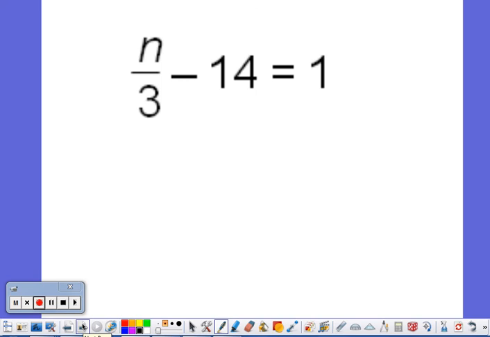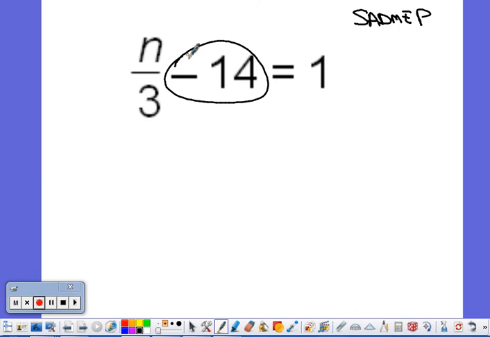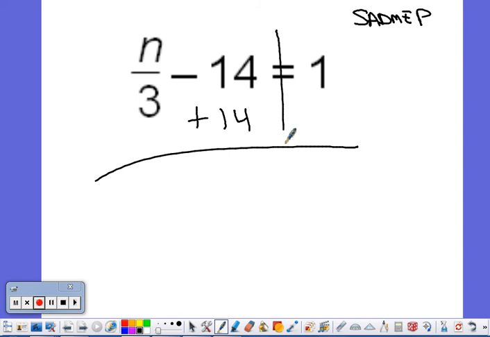Here we have a number n divided by 3 decreased by 14 is equal to 1. Again, if you want to think about SADMIP or the upside down triangle, that's fine. So the first thing I need to do is get rid of this -14. So in order to get rid of this -14, what I must do is the inverse operation of that, which is plus 14 or add 14. Draw my line, draw my river, plus 14.